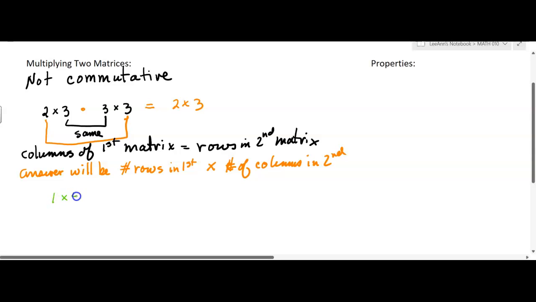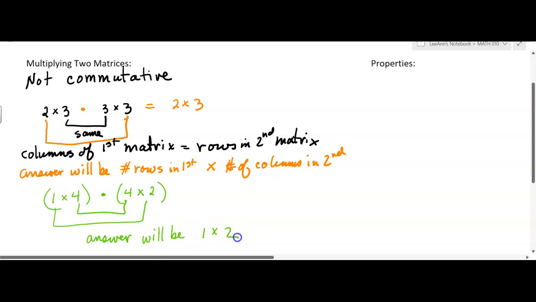So let's say you have a 1 by 4, and you're going to multiply that times a 4 by 2. Well, those are the same, so you can multiply them. Your answer, your product, will be 1 by 2. It'll be 1 row by 2 columns.